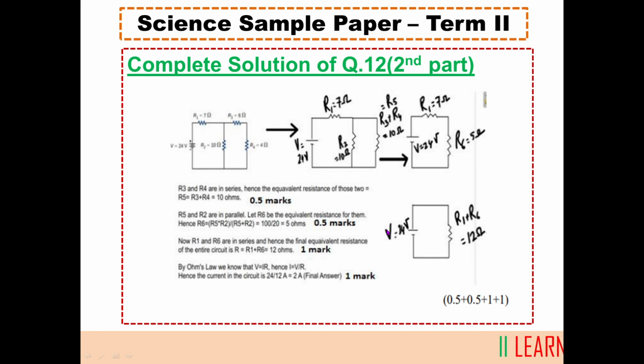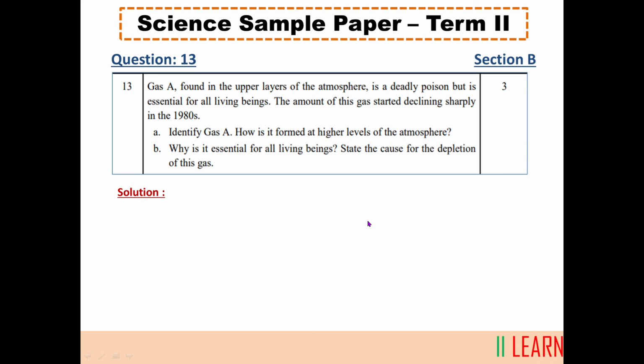Now let us go to the next question. You just pause the video and write it down. So this is question number 13. What is said here? Gas A found in the upper layers of the atmosphere is really poison, but is essential for all living beings. You must imagine what gas that would be. The amount of this gas started declining sharply in the 1980s. Question A is to identify gas A. That gas is ozone, because in the upper layer it is ozone only which is poisonous.